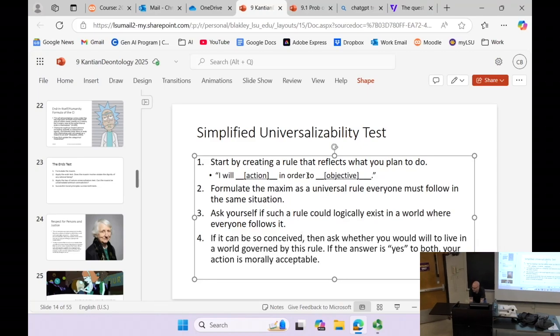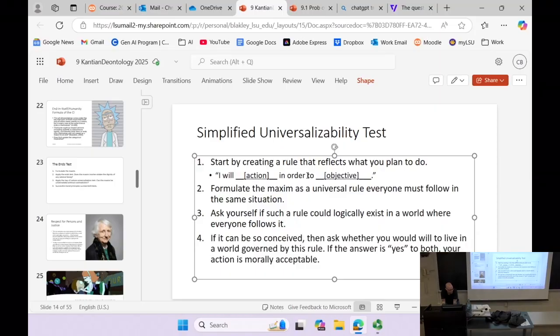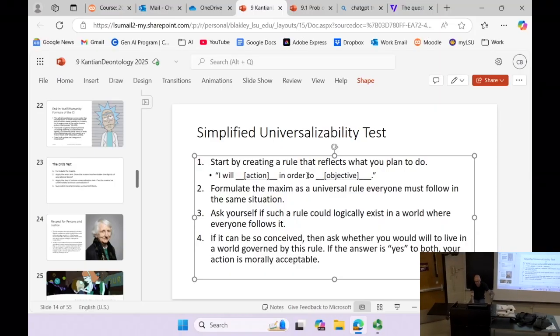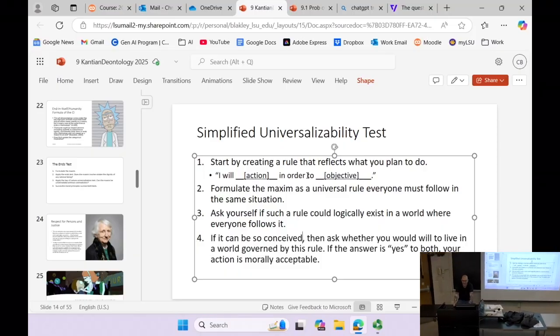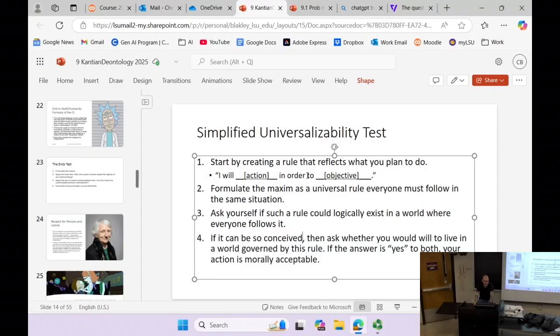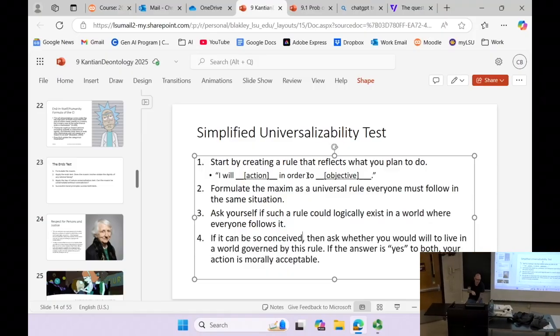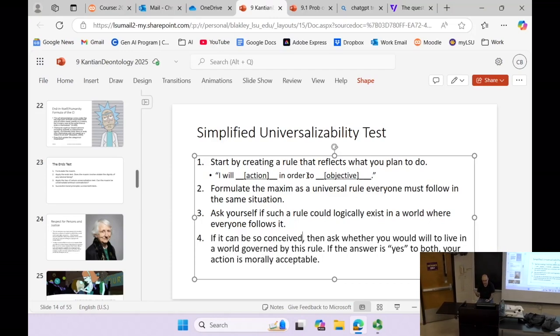Kant thinks that all of our actions enshrine some maxim, some principle of action. So if you see me do what I'm about to do here, take a drink of water, what maxim do you think is enshrined in that act? When I am thirsty, I will take a drink of water, right? So I will take a drink of water in order to quench my thirst. You could do it different ways, but notice it's got to have a few key things in there.